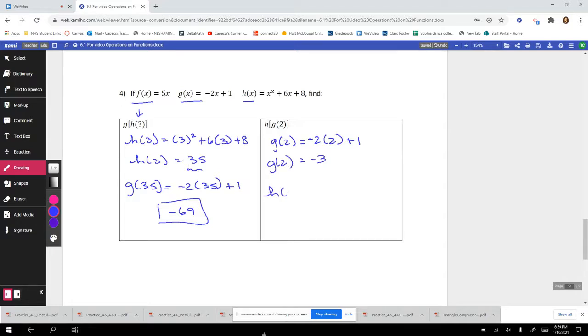Substitute that into h. And I have negative 3 squared. Now be careful, you want to make sure you put parentheses around that. Plus 6 times negative 3 plus 8. This gives me positive 9 minus 18 plus 8. So when I combine all these, I get my value as negative 1.